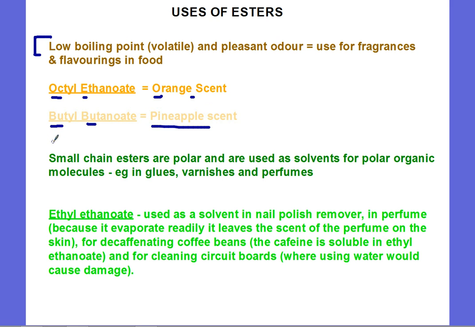Now, small chain esters is the second type of use. Small chain esters are polar and therefore used as solvents for polar organic molecules, for example in glues, varnishes, and perfumes. And one common example is ethyl ethanoate. It's a widely produced solvent, and it's used as a solvent in nail polish remover, and in perfume because it evaporates readily, leaving the scent of the perfume on the skin. It's used for decaffeinating coffee beans because the caffeine is soluble in ethyl ethanoate. And it's also used for cleaning circuit boards where using water would cause damage. So ethyl ethanoate is a very good polar solvent.